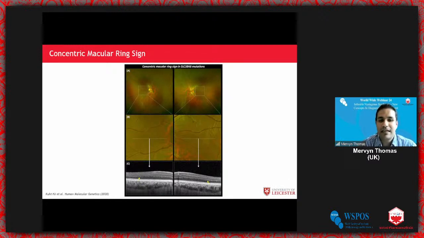And what we found was that in patients who have foveal hyperplasia, they also have something known as a concentric macular ring sign, which looks like a little bit of a fingerprint. When you look closely at these images, there's an area which goes in circles. It looks just like a fingerprint.